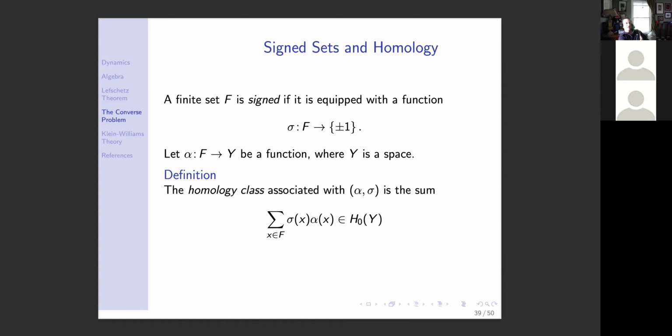It's not new, but it's my way of presenting it. So this is how you can describe a zero-dimensional homology class.